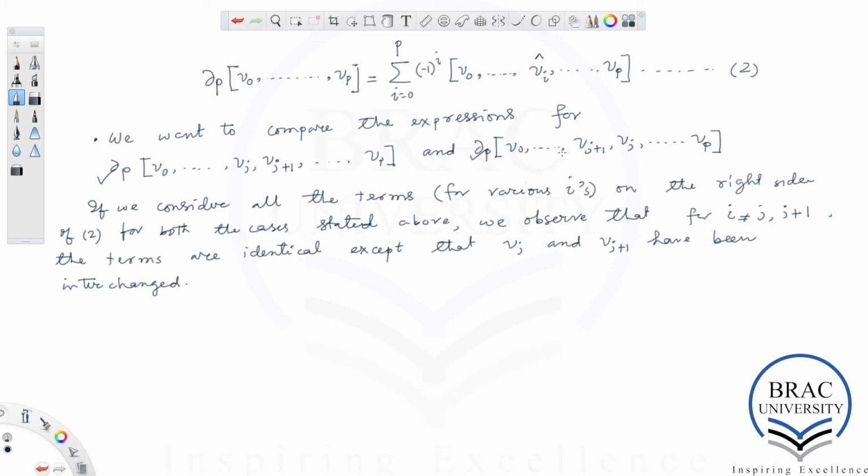But what happens when I is equal to j and I is equal to j plus 1? We now have to consider the terms corresponding to I equal to j and I equal to j plus 1 separately.